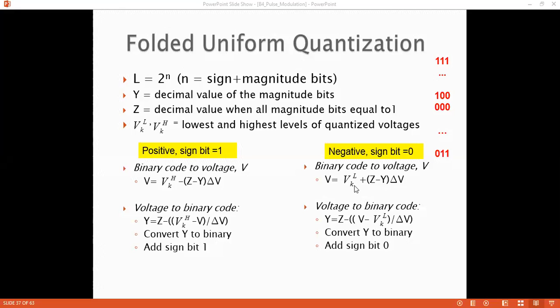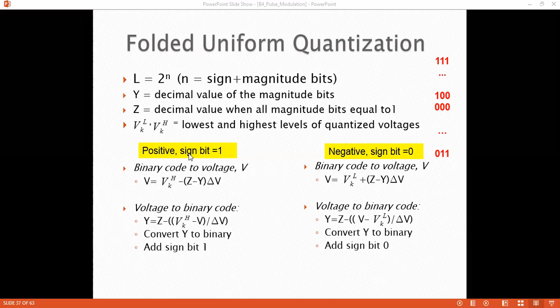So inshallah today we'll continue with the slide that we stopped on Monday, which is folded uniform quantization. Okay, so this is the formula for folded uniform quantization. If you notice, we have two different sets of equations, depending on whether it's positive or negative signals.